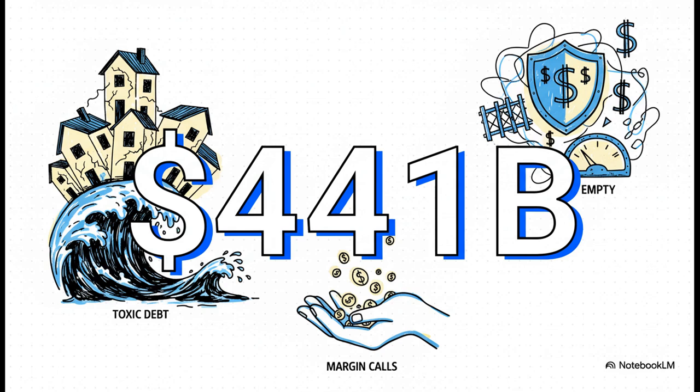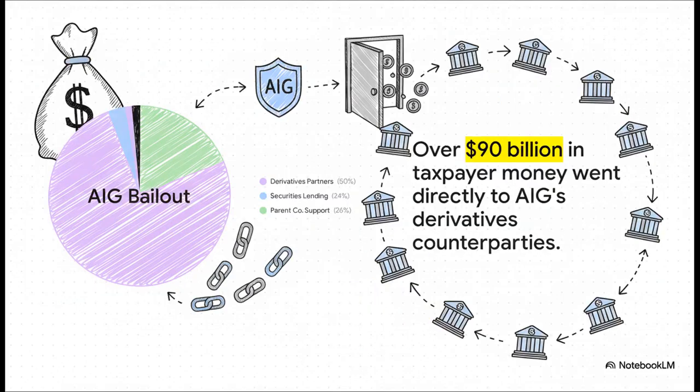Well, guess what? The housing market collapsed and they got hit with these massive margin calls they had absolutely no way of meeting. So the government steps in with this massive $180 billion taxpayer bailout. And where did all that money go? Well, this chart tells the whole story.